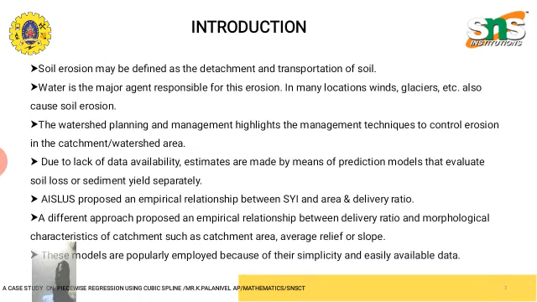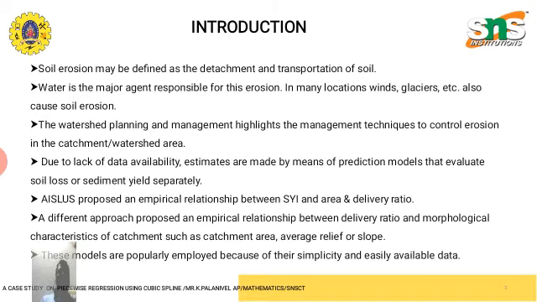Next, going to the introduction. Soil erosion may be defined as the detachment and transportation of soil. Water is the major agent responsible for this erosion. In many locations, winds, glaciers, etc. also cause soil erosion. Watershed planning and management highlights the management techniques to control erosion in the catchment watershed area.